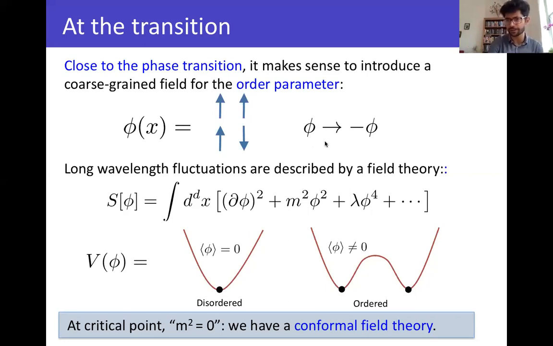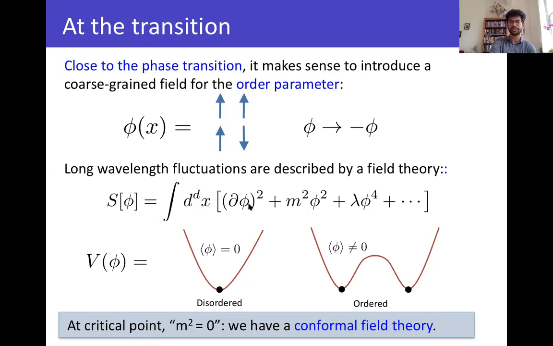An important point here is that this coarse-grained field inherits the symmetry property of the spin. So you should imagine that the same Z2 symmetry acts by flipping the sign of the field phi. And now what you do is you try to write down a theory that describes the dynamics of this order parameter field phi. The way to do this is just start writing down a theory and write down all the terms that are consistent with the symmetry.